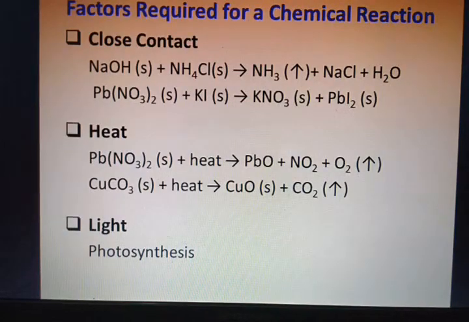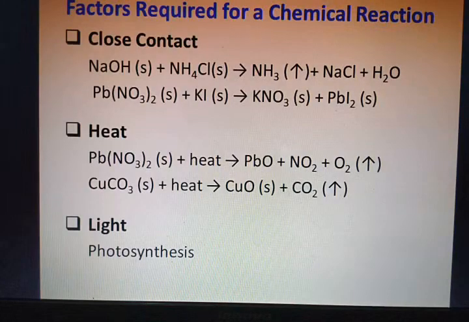The next, influence of light. Definitely, light is a very, very important factor. Many reactions do occur in the presence of light. The first very common example is photosynthesis. We know that without light, photosynthesis will not take place or will not occur.